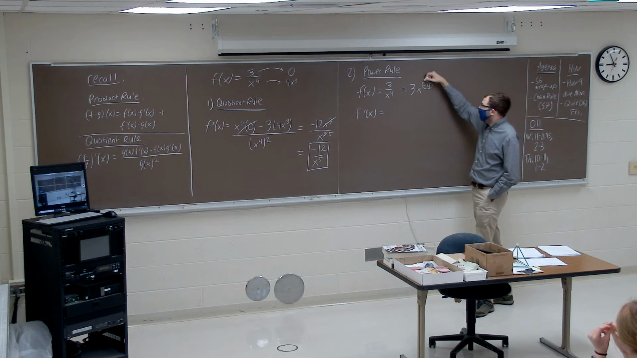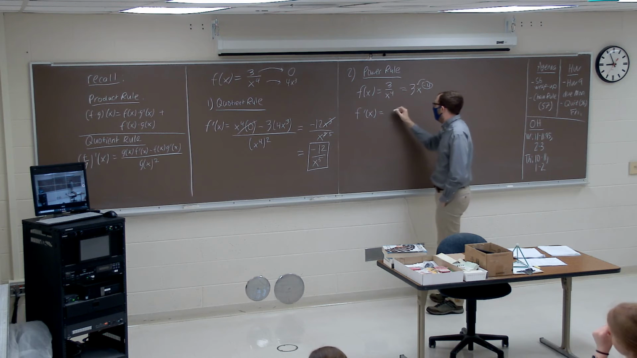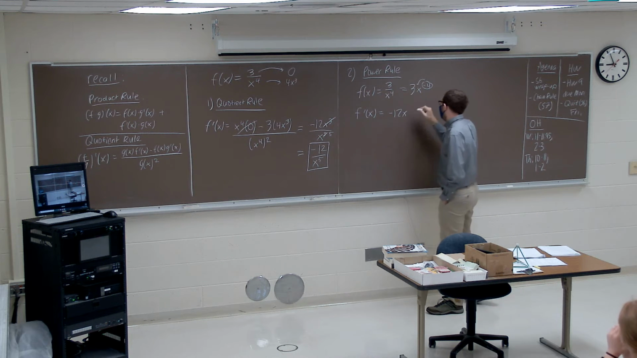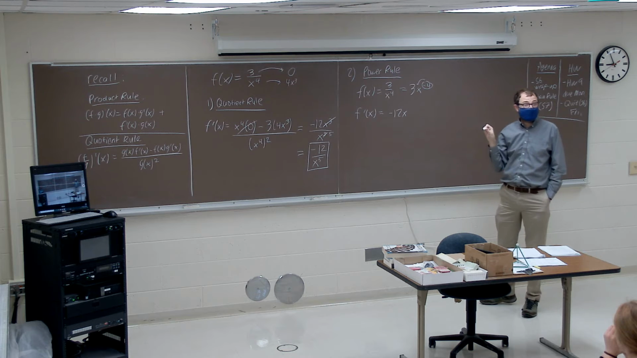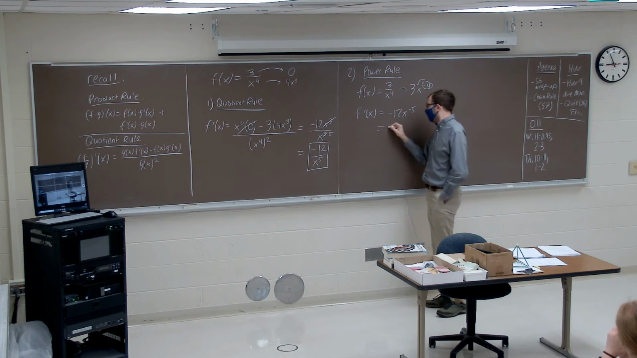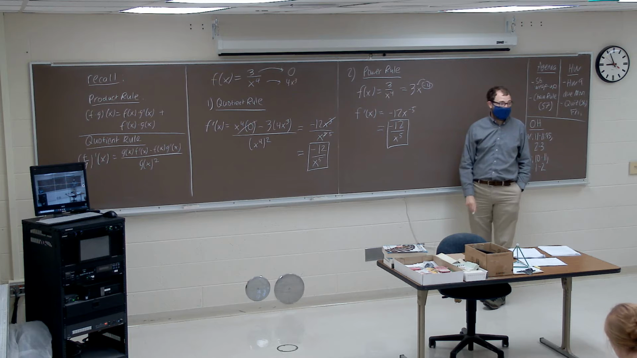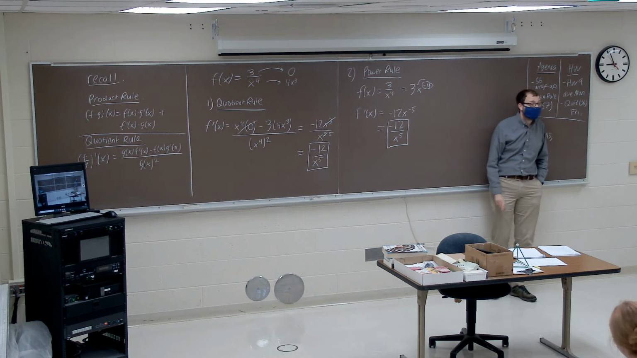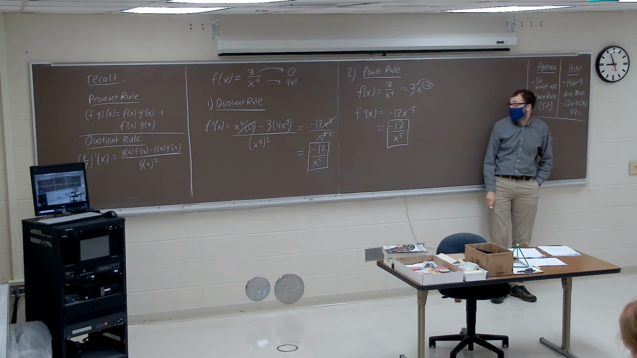Ooh. Well, if we pull down this -4, we get a -12 x to the -4 minus 1, which is indeed negative 12 divided by x to the 5th. Awesome, awesome.